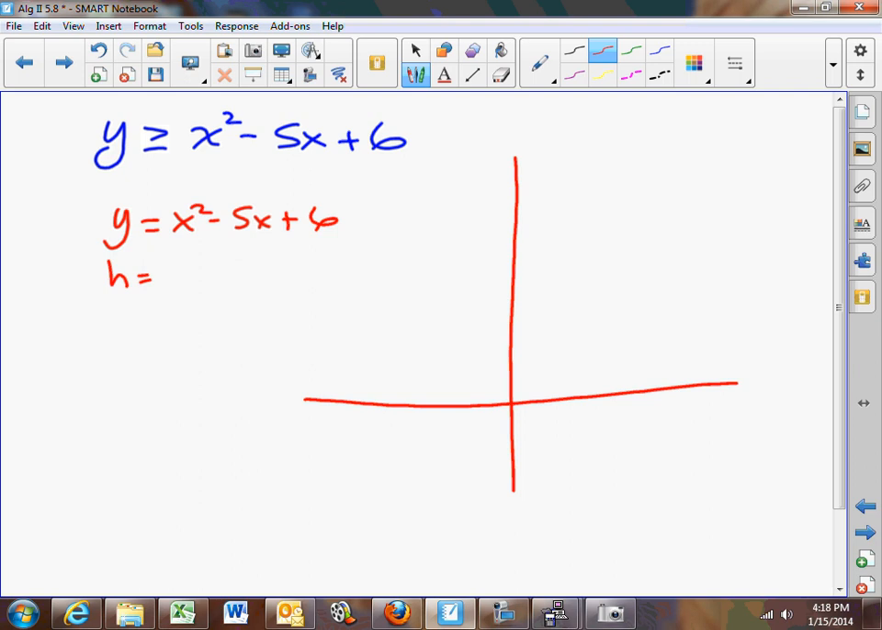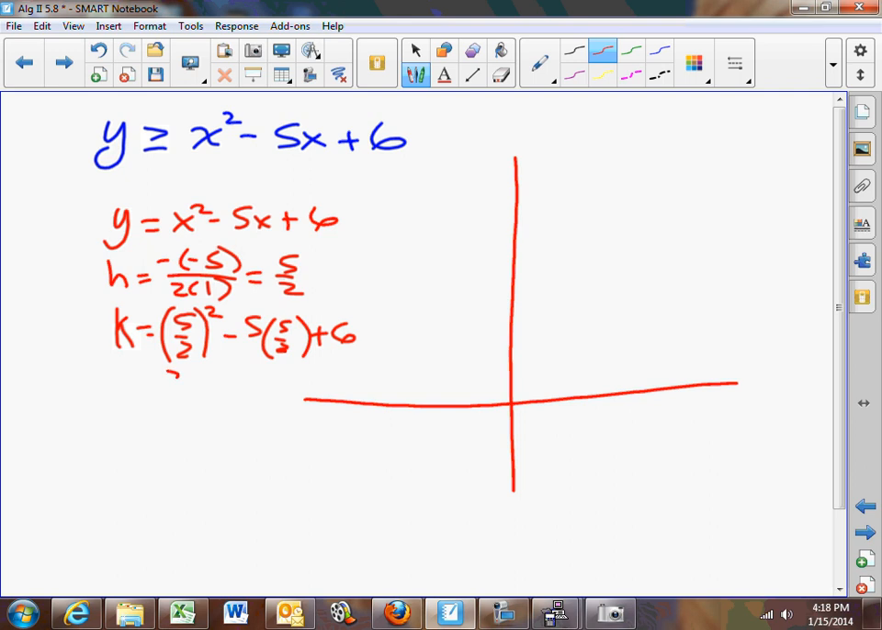If we decided to do it that way, we know the x value of the vertex, h, is negative b over 2a. In this case, b is negative 5, so it's the opposite of negative 5, and a is 1, over 2 times 1. That's 5 over 2, or 5 halves. And then k is going to be the value that you get when you put 5 halves in for x. So we have 5 halves squared minus 5 times 5 halves plus 6.